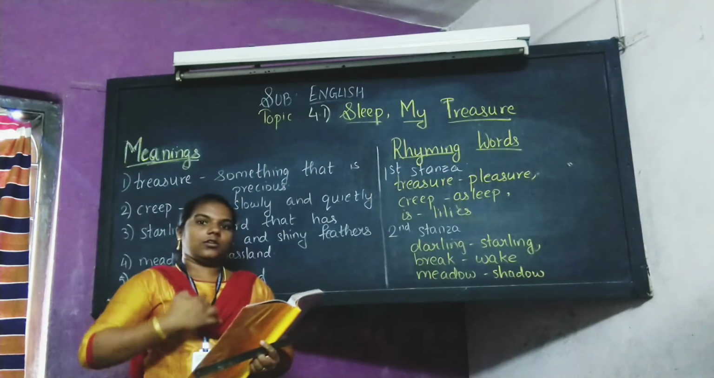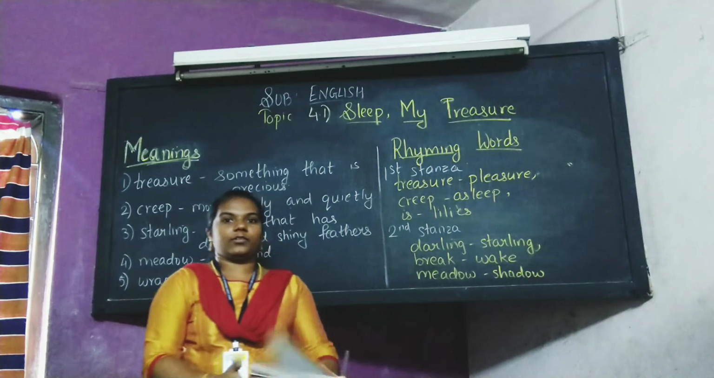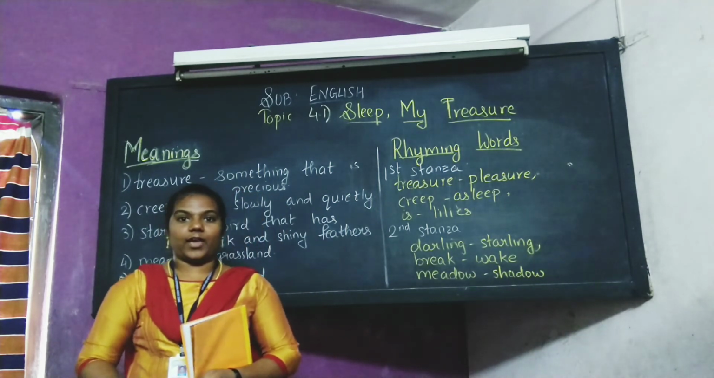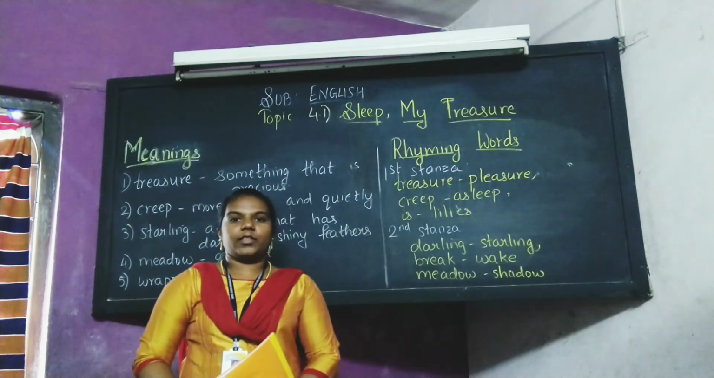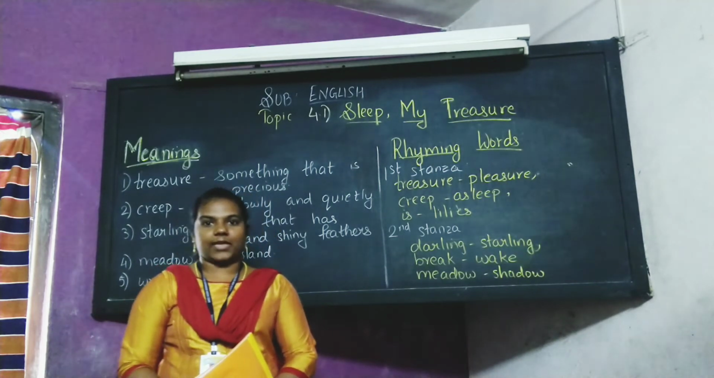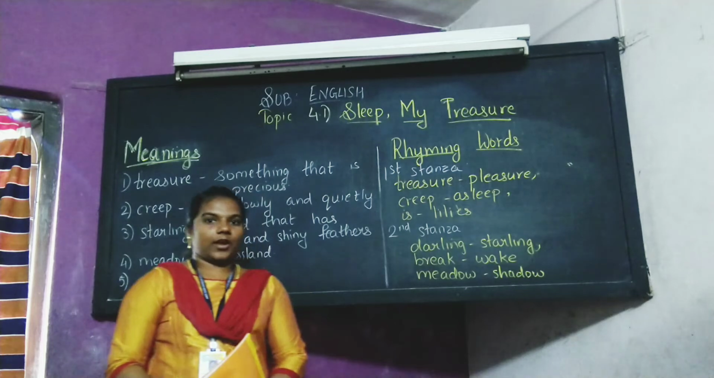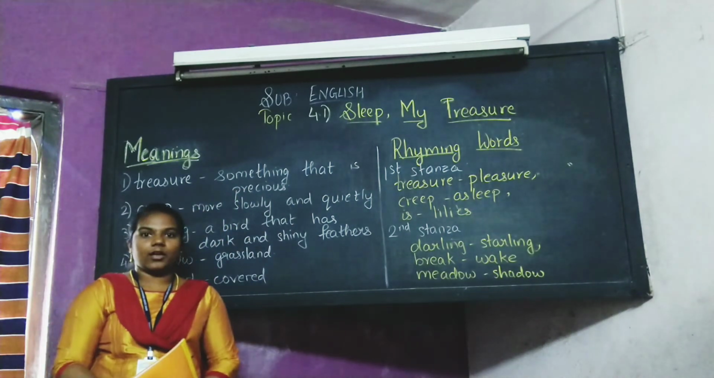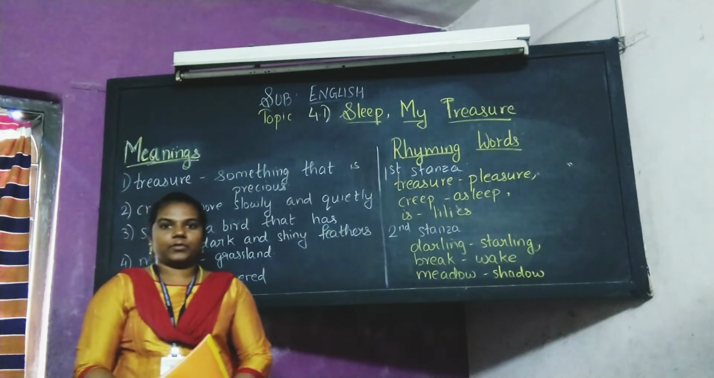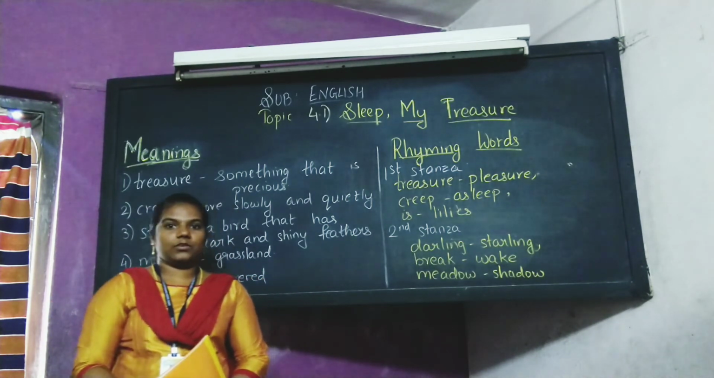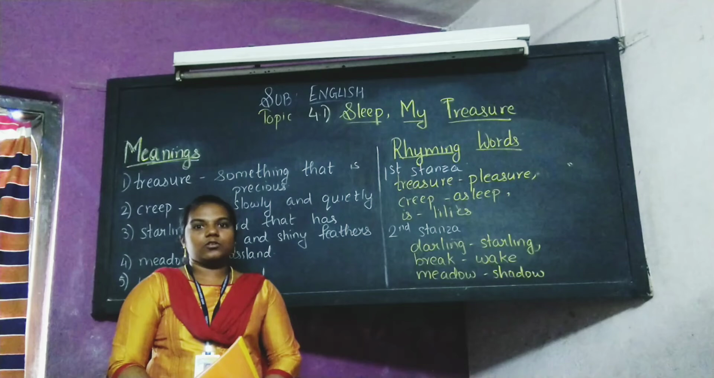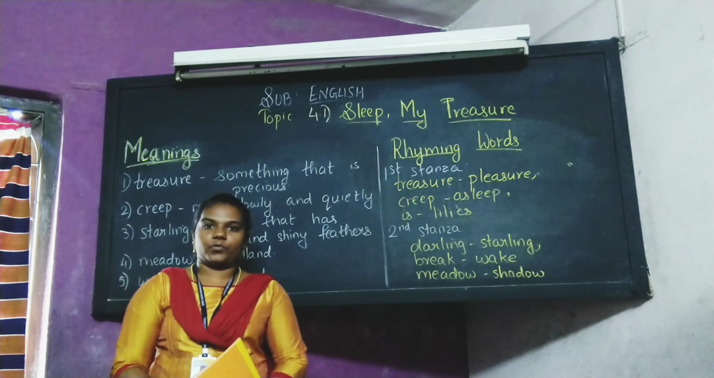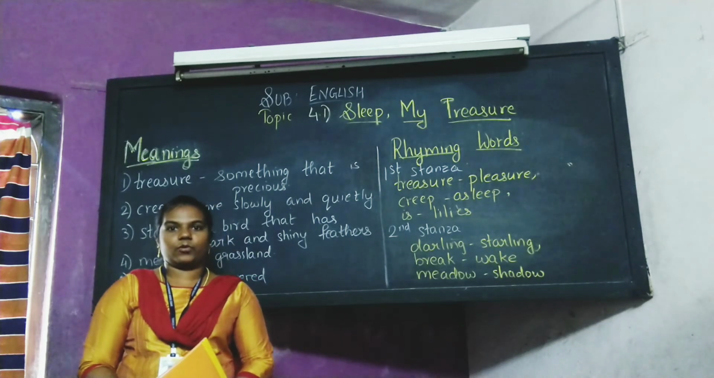So students, what have we studied today? Today we first recited the poem. Then we understood the poem stanza by stanza. We understood the meanings also of this poem. Then again we recited the poem. And then at the last we saw the rhyming words. So this is what the poem is all about. So students, I hope that you have all understood the poem.